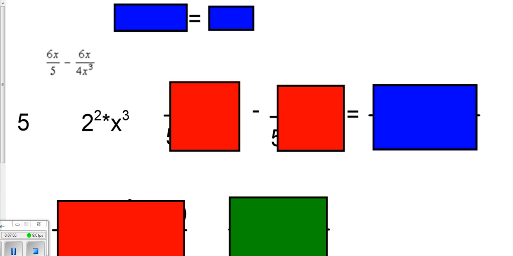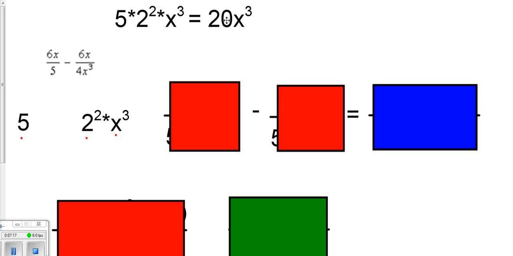So these are our bases. We have a 5, we have a 2, we have an x. And if we put them each to the highest power that we have, it's 5 times 2 squared times x cubed, which equals 20x cubed. This is going to be our common denominator. This is what it is as a factored form. So we need to change both of these so that they will meet this factor.